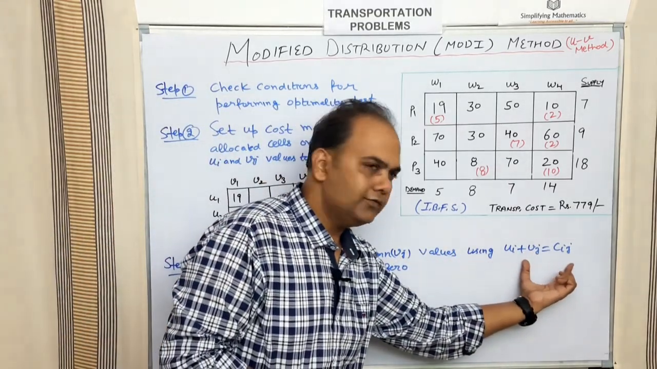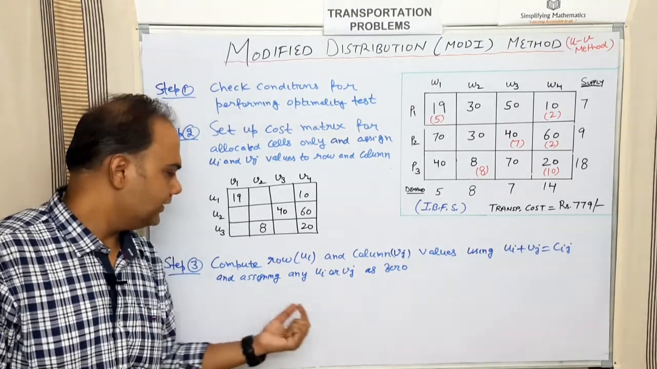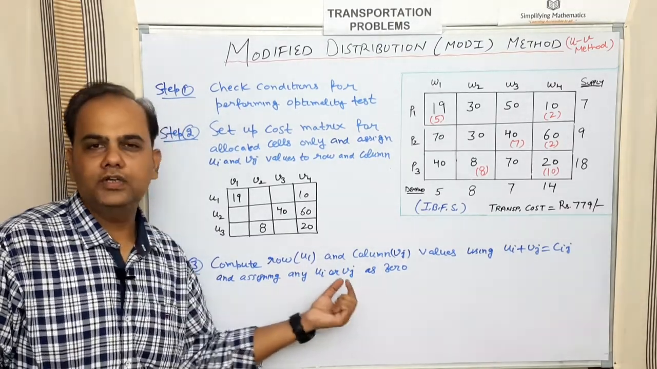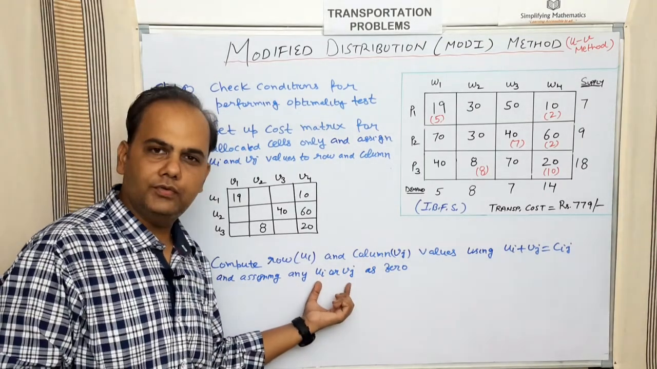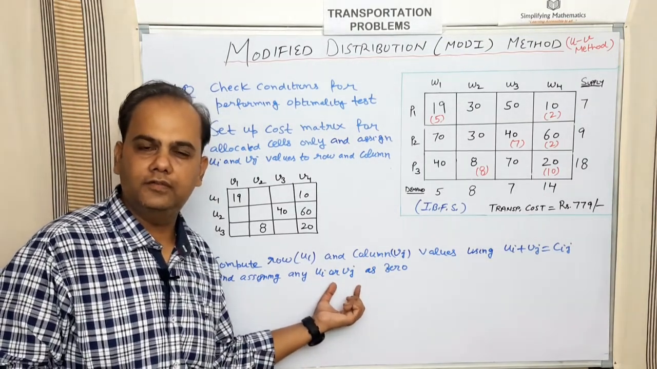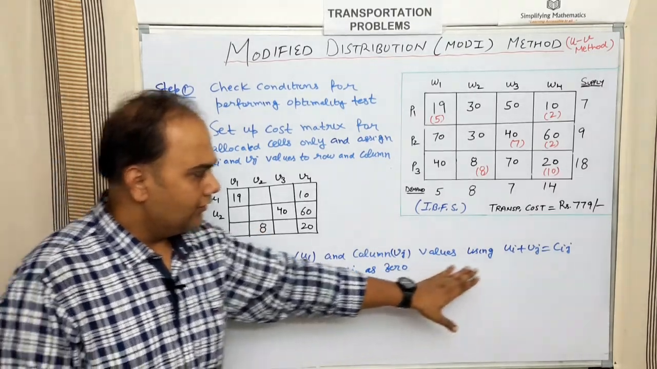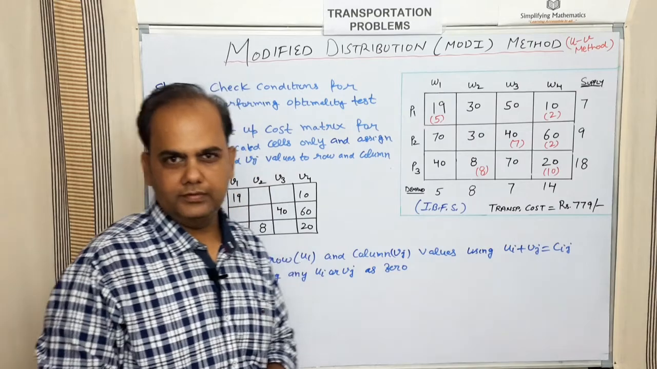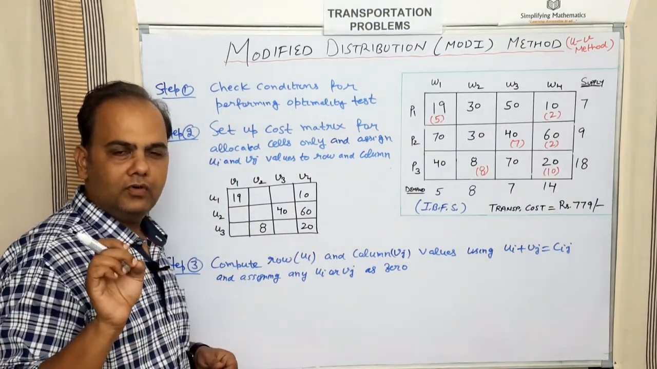So by using this formula, you compute the value of ui and vj and assign any ui or vj equal to 0. So you take any one, either u1, u2, u3 or v1, v2, v3, v4. You take any of ui or vj as 0 for finding all those values. Now starting with this, ui plus vj will be equal to what?